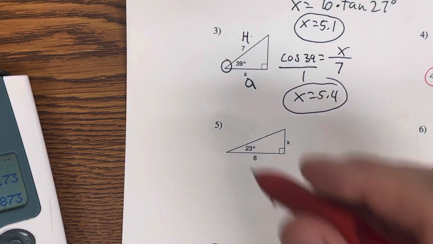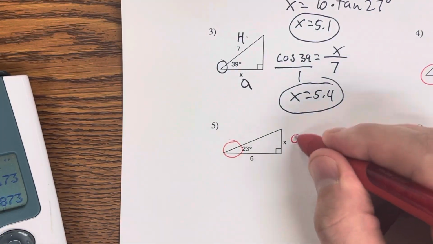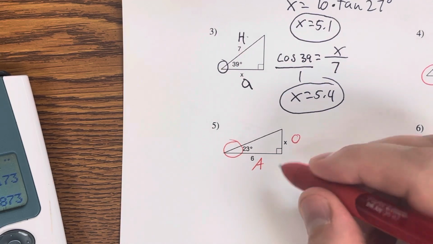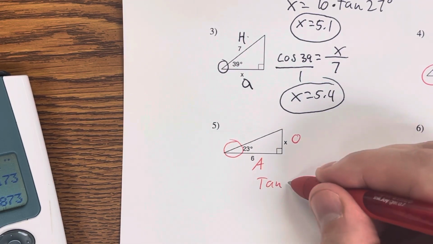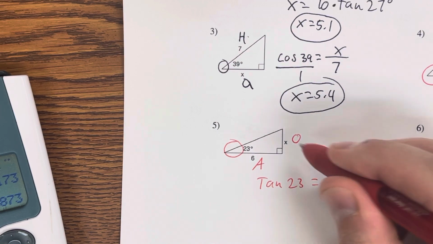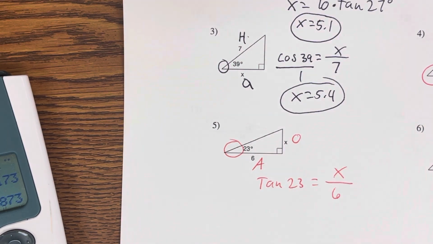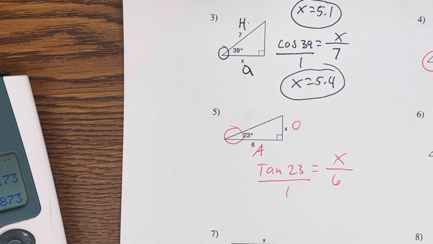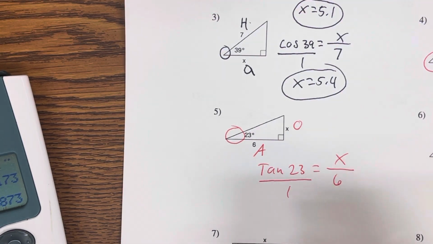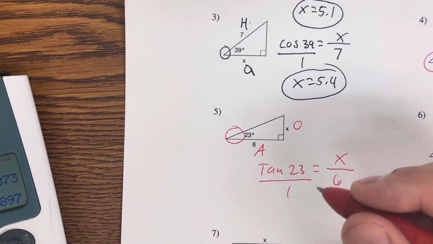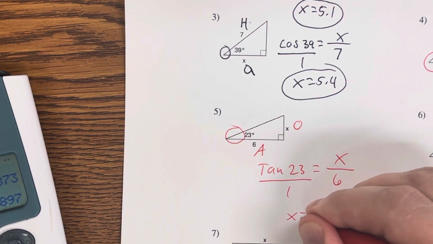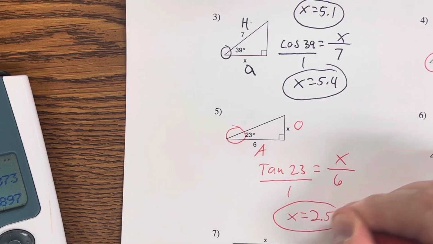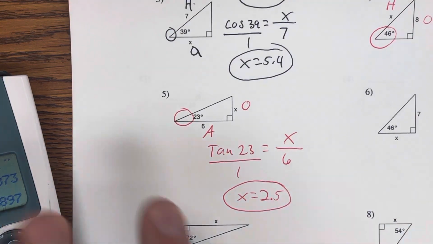Reference angle is 23. Opposite, adjacent, O and A is the tangent ratio. So tangent 23 equals opposite, x over 6. Opposite over adjacent for tangent. Put it over 1 and we will cross multiply. So x equals 6 times the tangent 23. So I'm just typing in 6 times tangent 23 and I get 2.5. On to the next one.